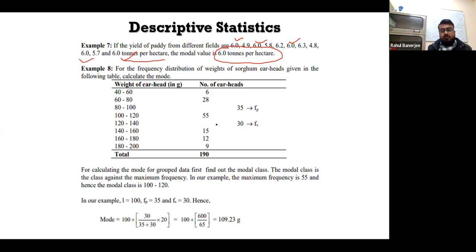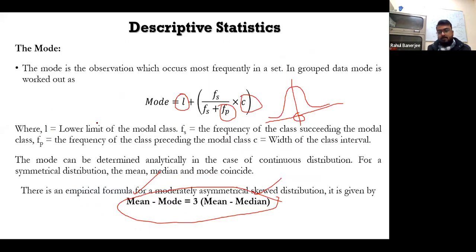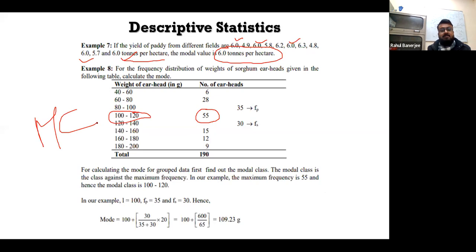But now suppose you have a grouped frequency distribution. Again, the same example of the ear heads of sorghum. The modal class is the class that has the maximum frequency. Here the maximum frequency is 55, so the class 100 to 120 is the modal class. Now, using the formula, L is the lower limit of the modal class, which is 100.